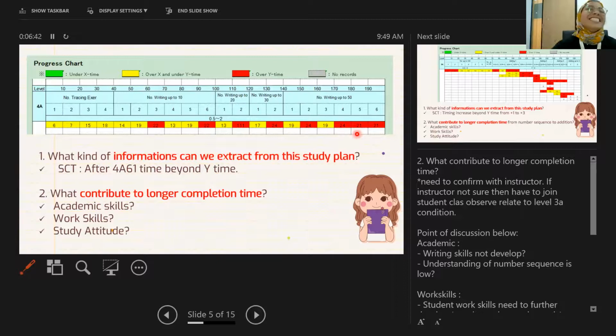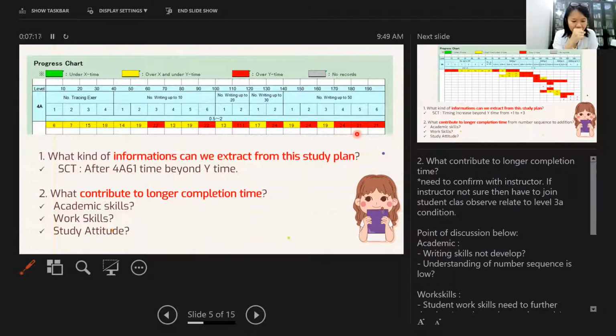Okay. So I want to emphasize that, if looking at this study plan only, we will only be able to understand, first, the timing increase and it's beyond the white time. And we can also see there is only one time study plan, no repetition for him, right? But the information that you gave us just now, you are able to know what contributes to the longer completion time because you observe students in the class, right?